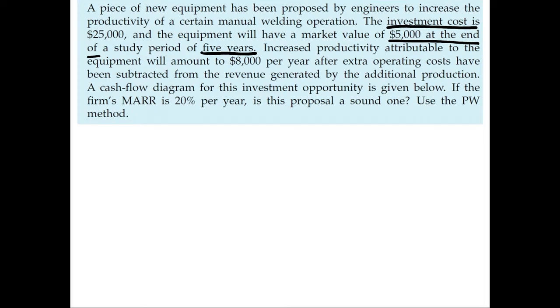The equipment will have a market value of $5,000 at the end of a study period of 5 years. So after 5 years, you can sell this equipment to the market and get $5,000 back. The increased productivity attributable to the equipment will amount to $8,000 per year after extra operating costs have been subtracted from the revenue generated by the additional production. So while you have some savings from the machine, you also have operating costs and expenditures to use it. But the net saving is $8,000, the net receiving of money in your company. It happens every year, so it's kind of an annuity.